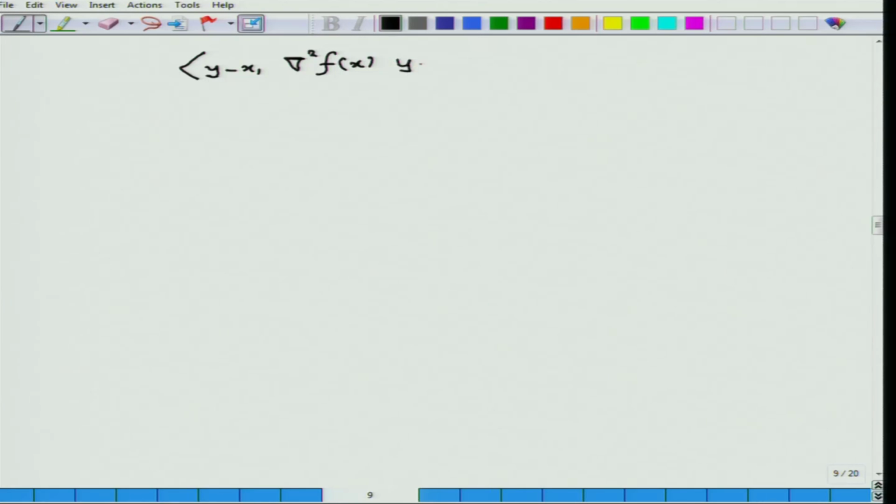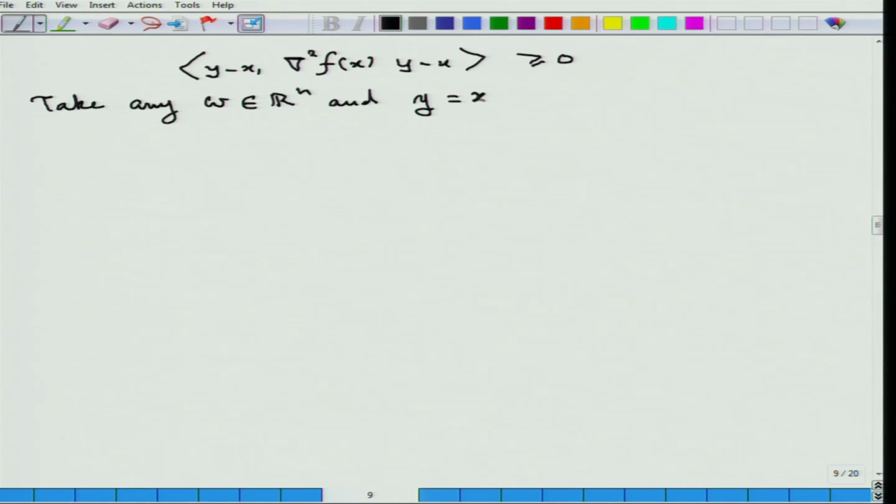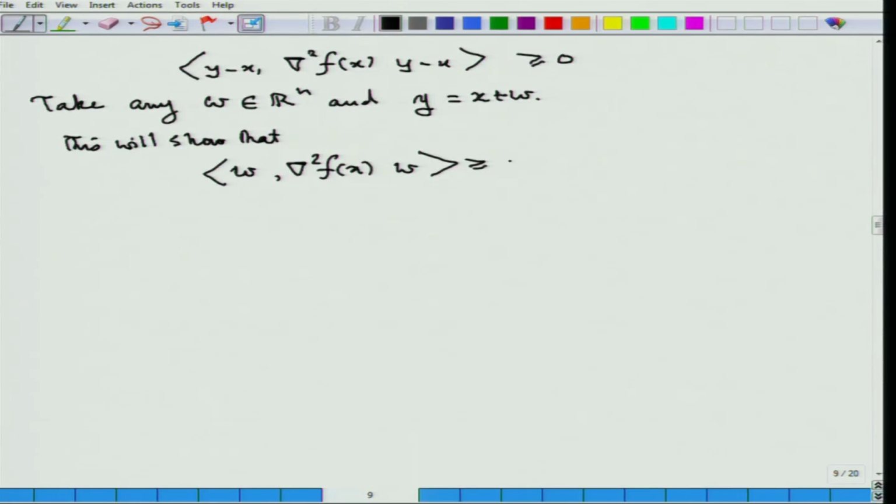And this would imply (y minus x) grad square f(x) (y minus x) is greater than or equal to 0. Now take any w in Rn and set, because this y is any y in Rn, y equal to x plus w. This will show that this inner product is greater than or equal to 0 for all w in Rn. This again shows that grad square f(x) is PSD.